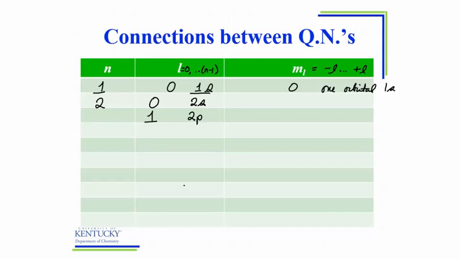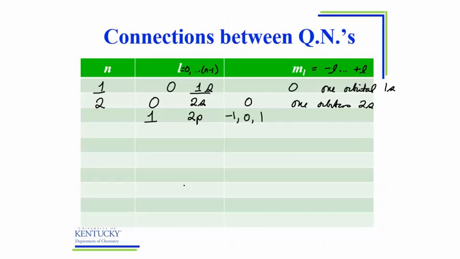Now let's move over to the values of m sub L. For L equals 0, we know that we have only this one. So there's one orbital again. It's called the 2s orbital. And then we move to the p value. When L equals 1, we have from -1 up to +1. So we have -1, 0, and 1.